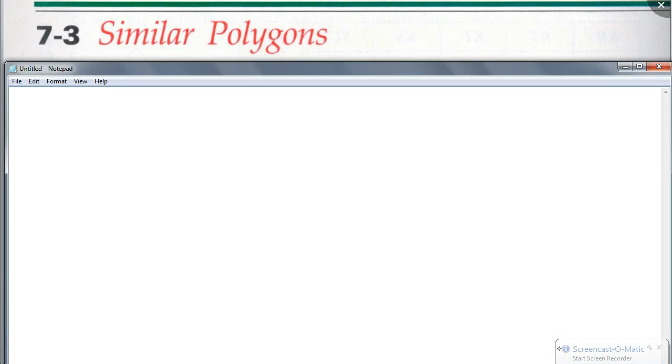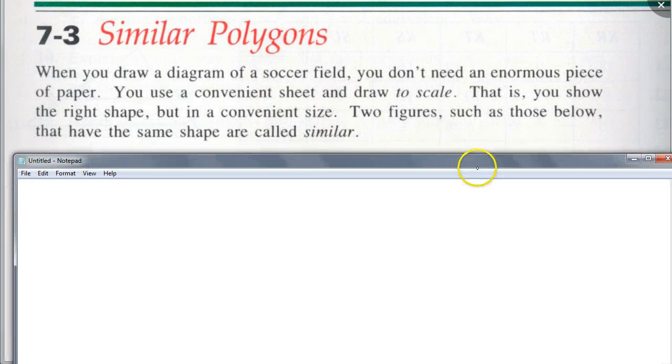All right, Brianna, can you read this for us today? By the way, we're going to talk about similar polygons, okay? So, Brianna, go ahead. Can you read this for us right here?